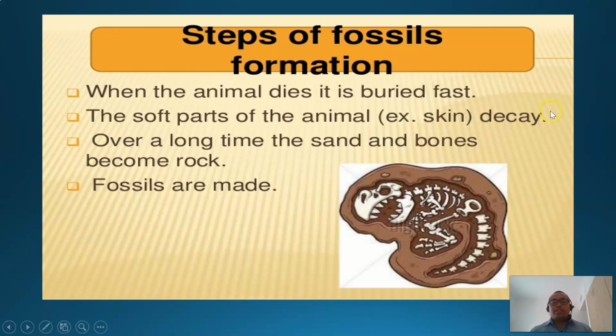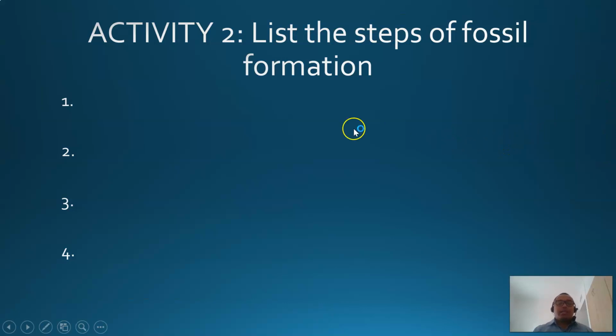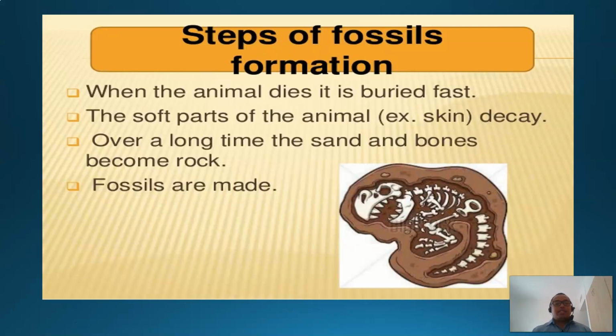So for your next activity, I want you to list down the steps of fossil formation in your own words. Okay, so pause the video and write your answers. Time is up. So the answers are: when the animal dies, it is buried fast, then its parts of the body decay or decompose, then it mixes up with the sand and the bones become rock, and fossils are made.